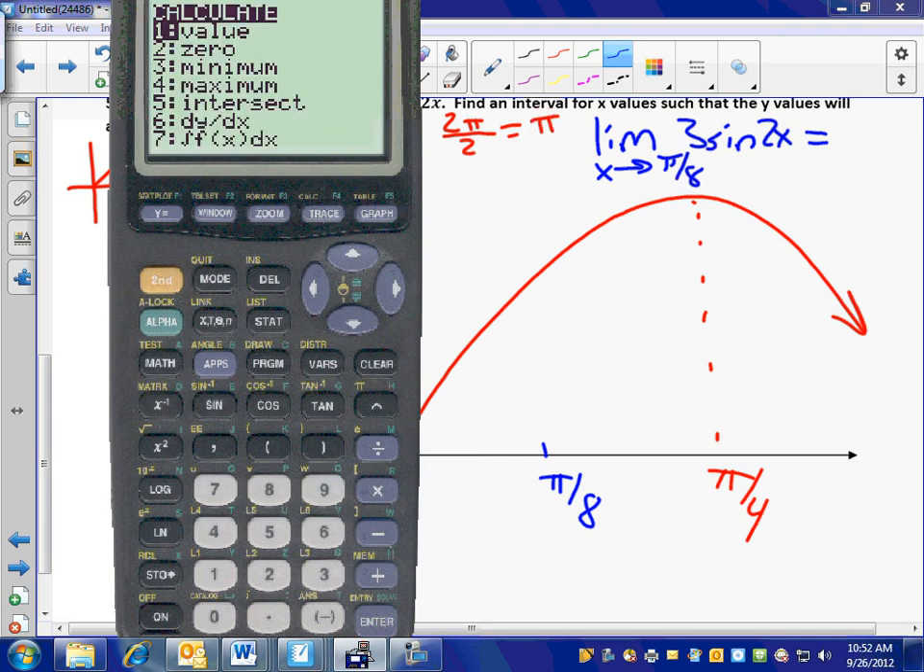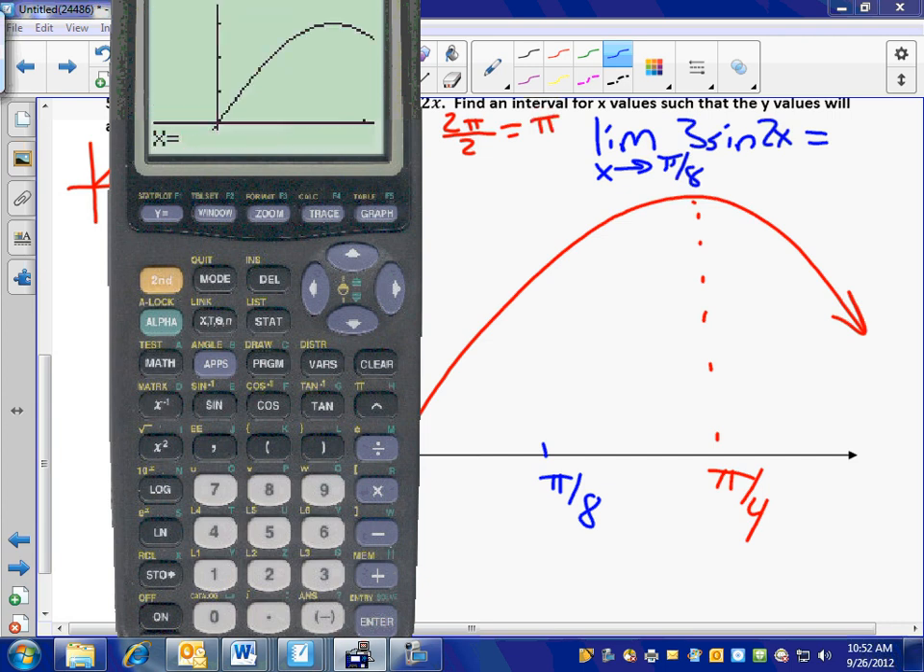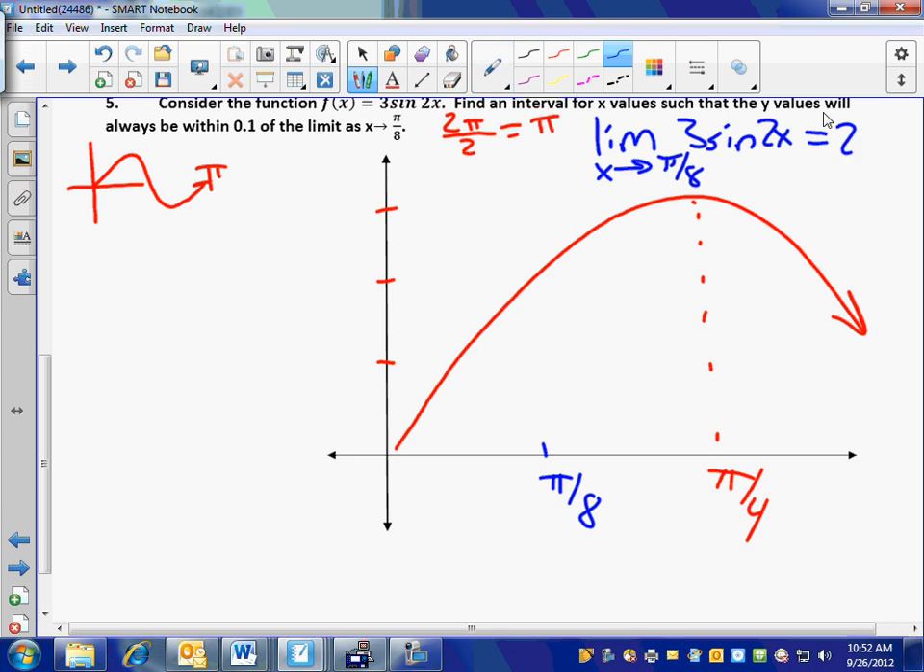Second, calculate, value, number 1. And you do pi divided by 8. And we get 2.12. That's my output. I'm going to mark it. 2.12.